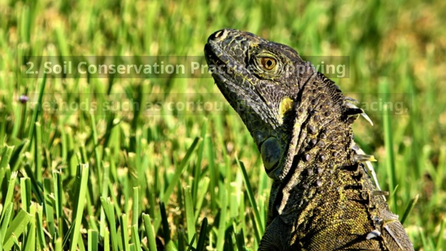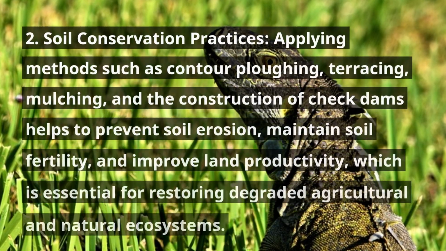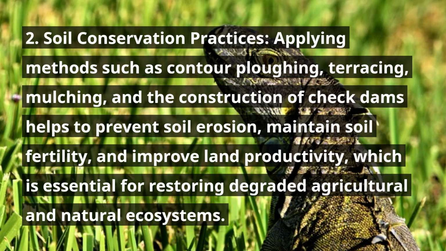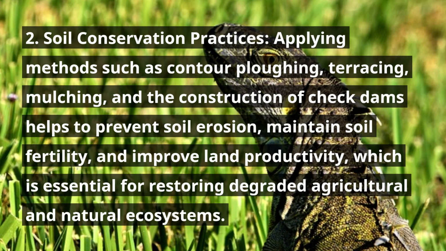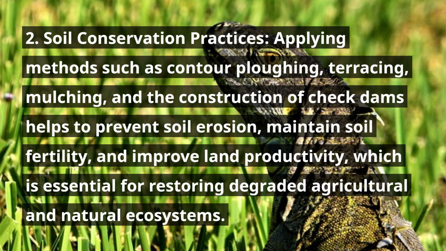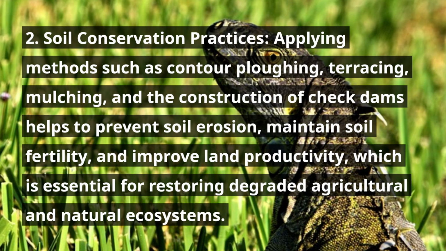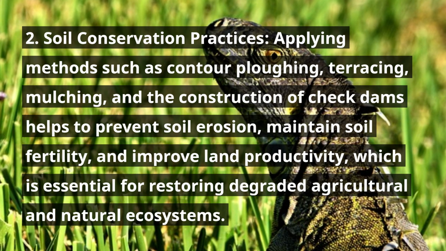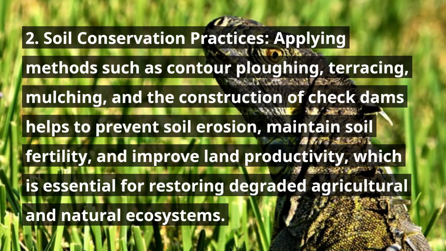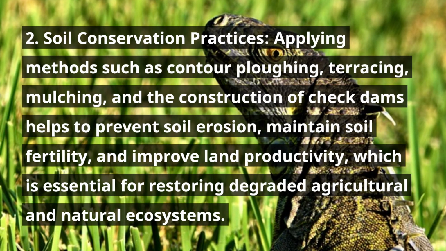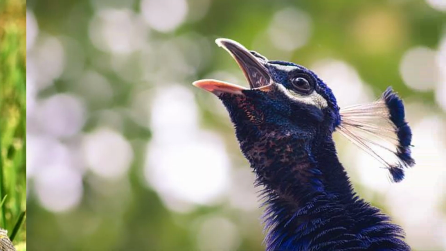2. Soil conservation practices. Applying methods such as contour plowing, terracing, mulching, and the construction of check dams helps to prevent soil erosion, maintain soil fertility, and improve land productivity, which is essential for restoring degraded agricultural and natural ecosystems.